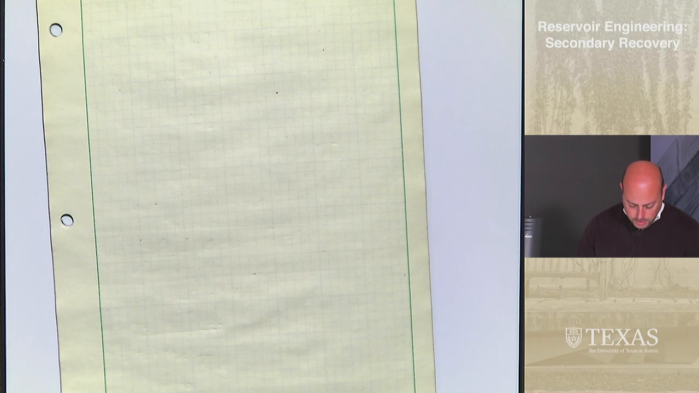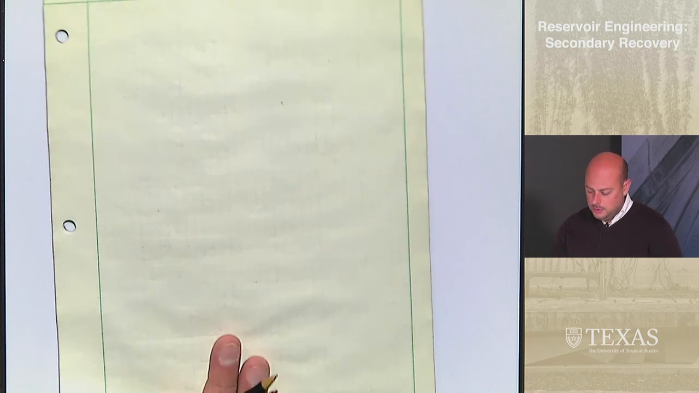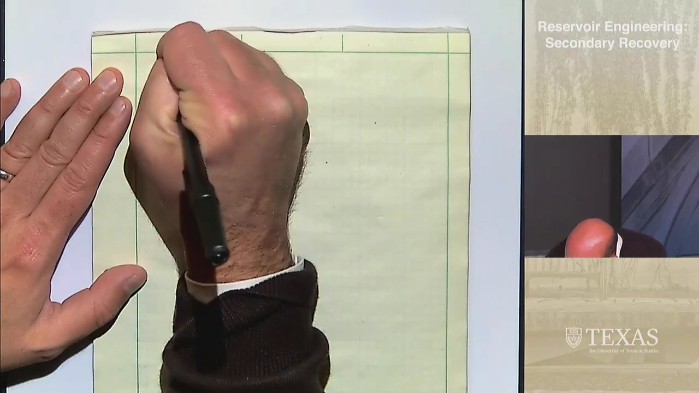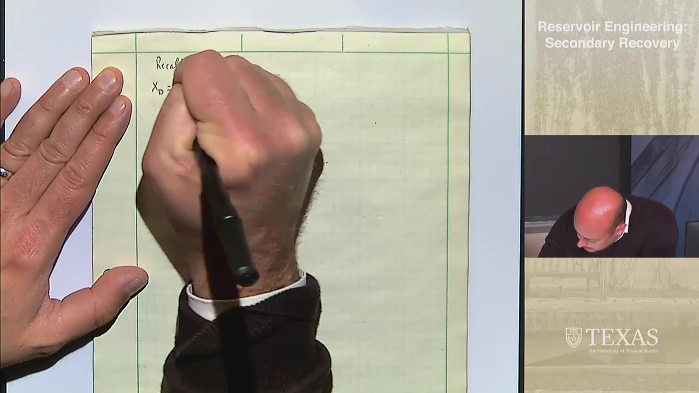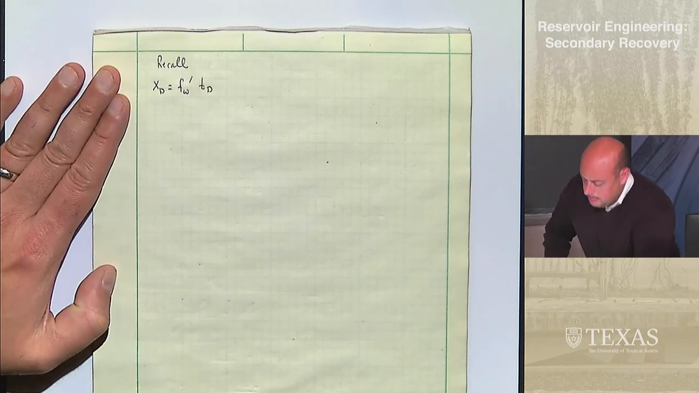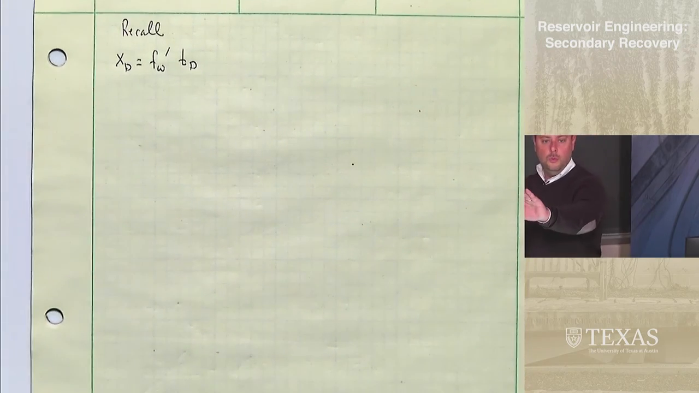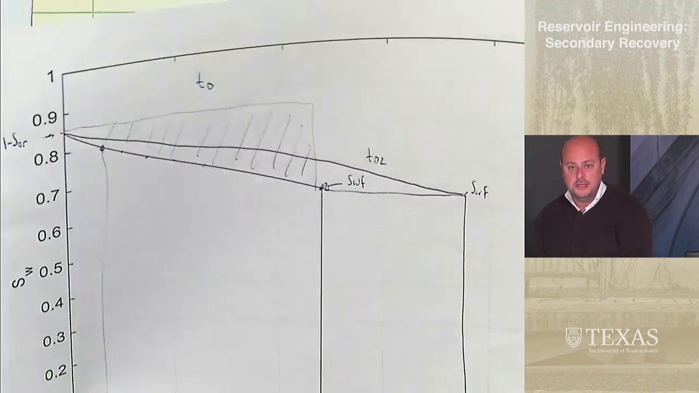Okay. So we got a process for that, but I did want to really talk about this shock front and why it occurs and why it happens. So I'm going to ask you to recall our basic formula, that XD is equal to FW prime times TD. And remember, we had a method to develop that water saturation versus XD plot.